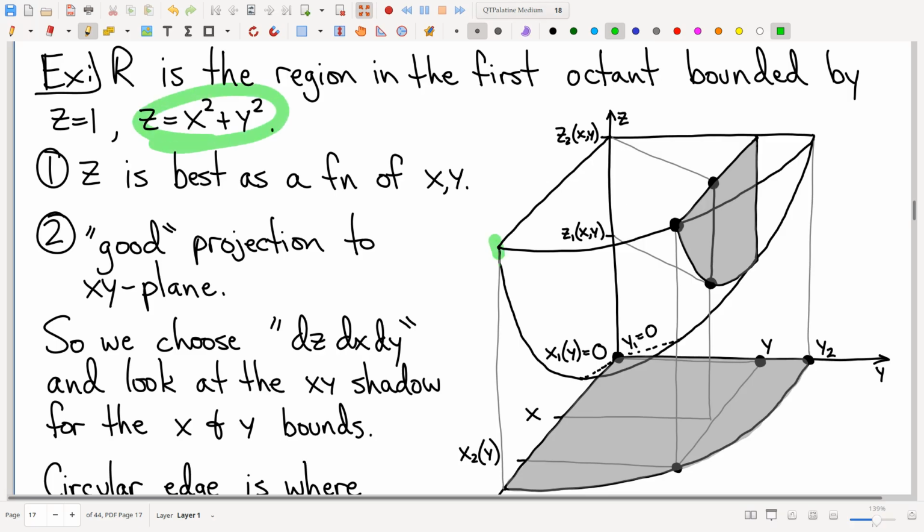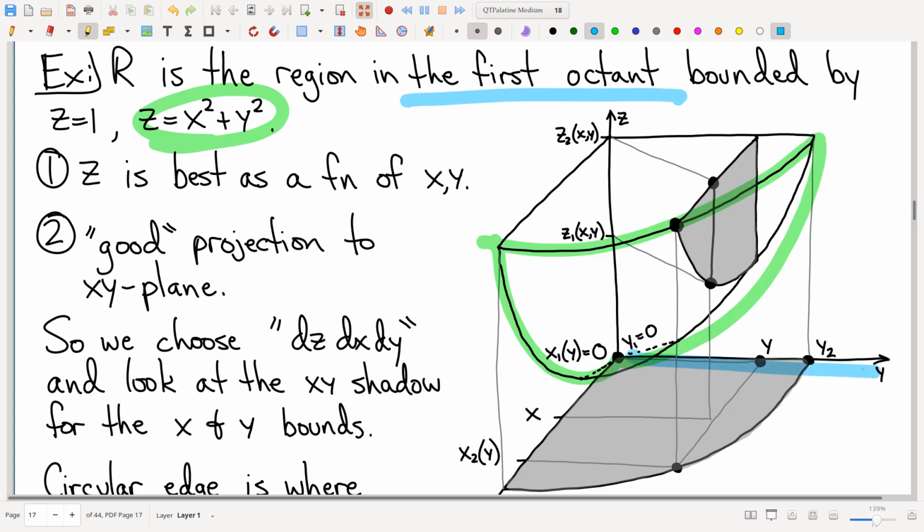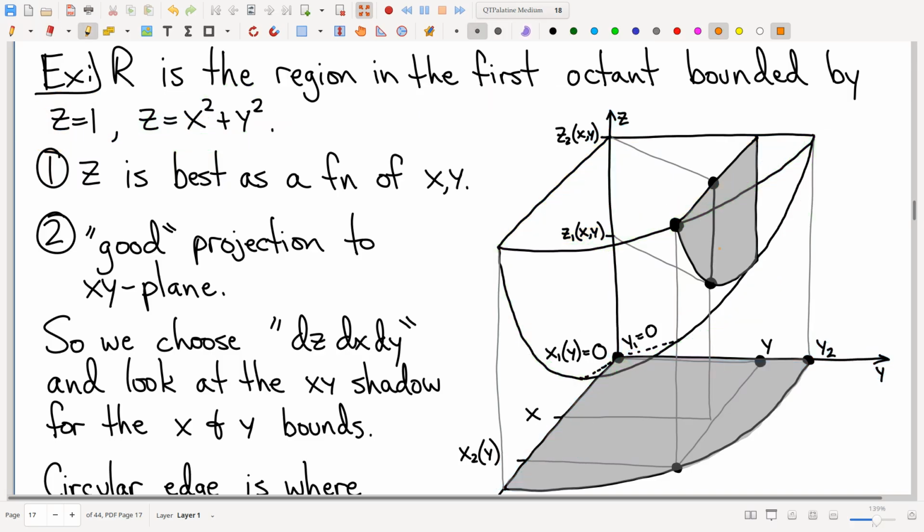This surface is a paraboloid. Y'all remember paraboloids. We're only looking at the part in the first octant. That's why we're only looking at positive x, positive y, positive z. Not that there's any negative z's here, but anyway. And it's capped at the top by z equals 1, which is going to be kind of like that. So this is our figure. I hope that makes geometric sense.